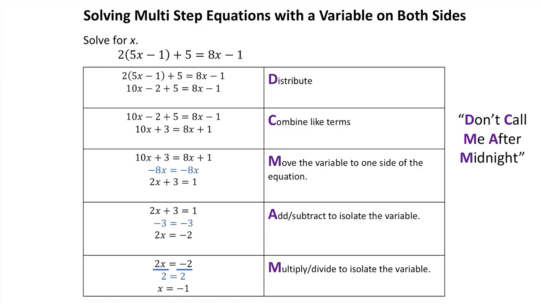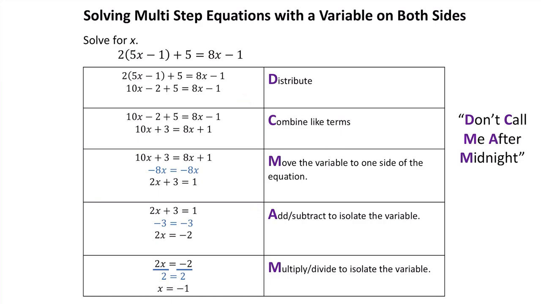So remember, what we need to do is go through these steps, and the mnemonic I use to remember these steps is "don't call me after midnight." So we're going to distribute, then combine like terms, move all our variables to one side, and then add or subtract to isolate the variable, and multiply or divide to isolate the variable. Depending on your problem, you may need all of these steps or just a few. But you go through these steps in this order, and if you don't need one, you just skip it and go to the next one.